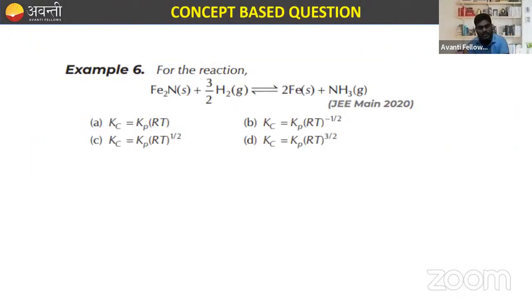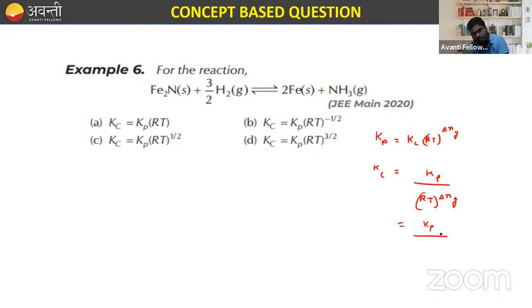Next, this is very important, and this is totally a formula based question. In this question, you have to identify the relation between Kp and Kc. So what is the relationship between Kp and Kc? We know that Kp is equal to Kc (RT) raised to the power delta Ng. Here, Kc is nothing but Kp upon (RT) raised to the power delta Ng.